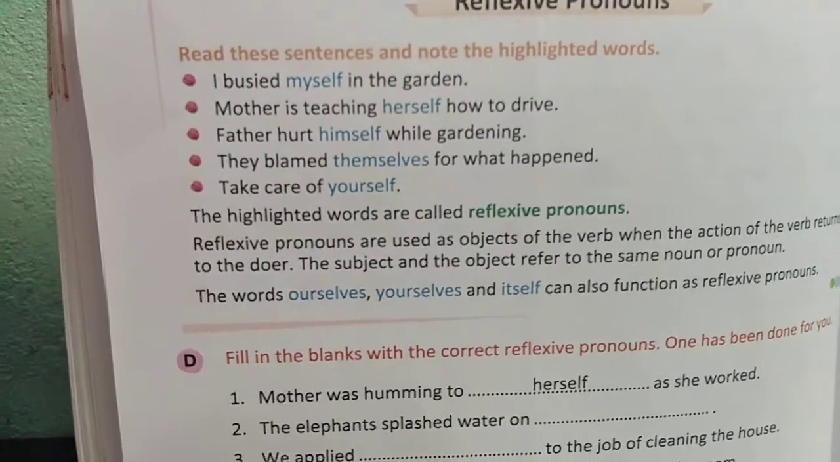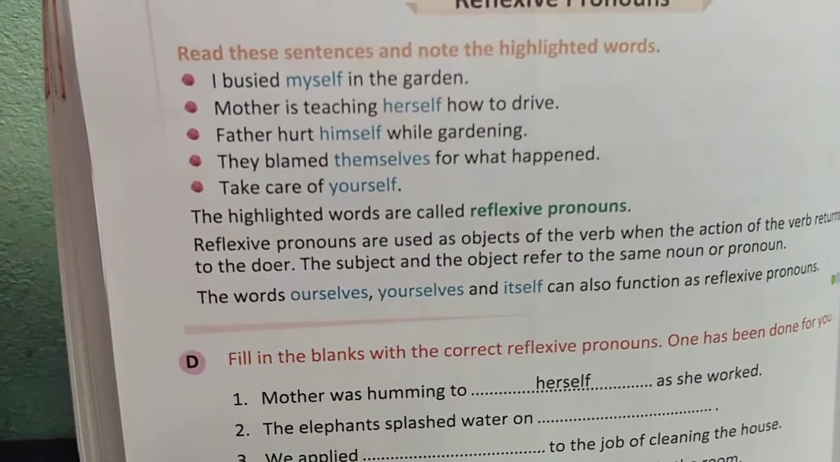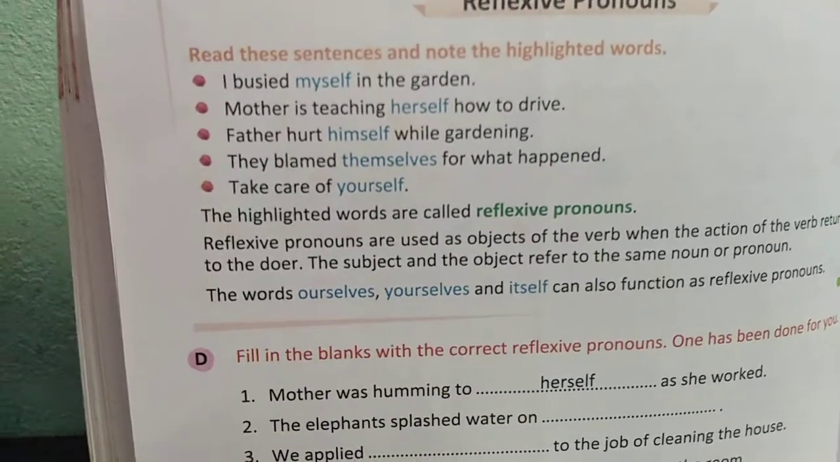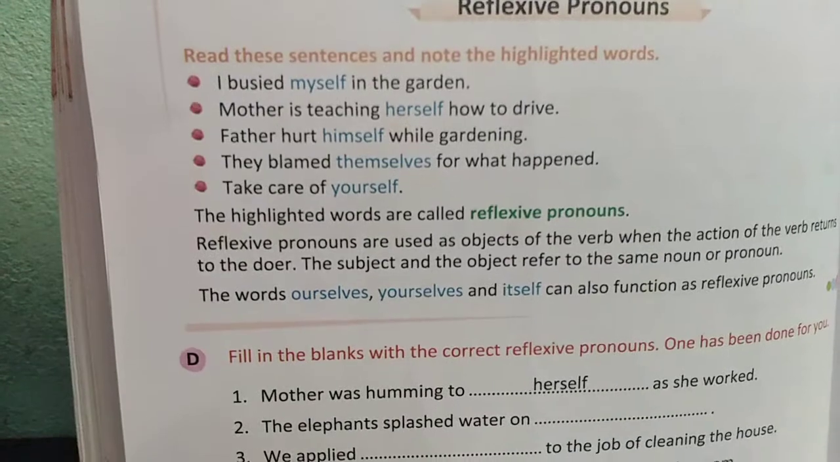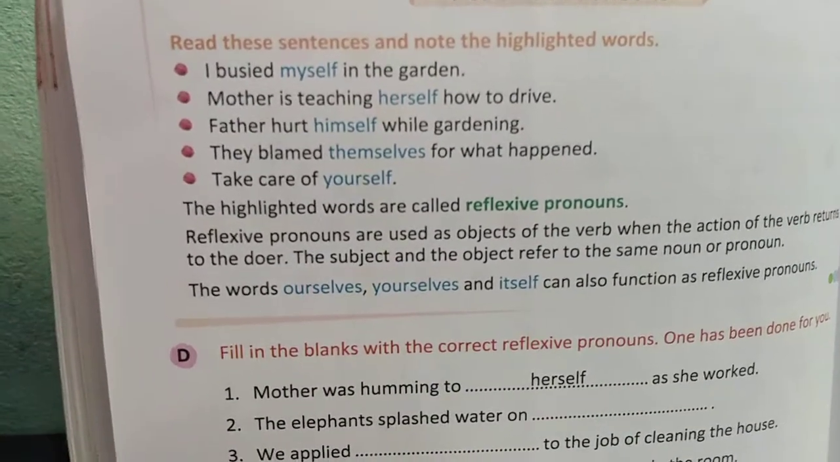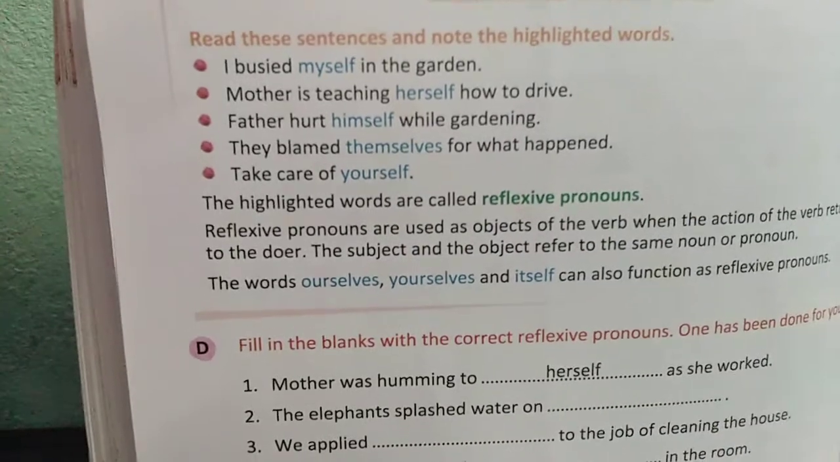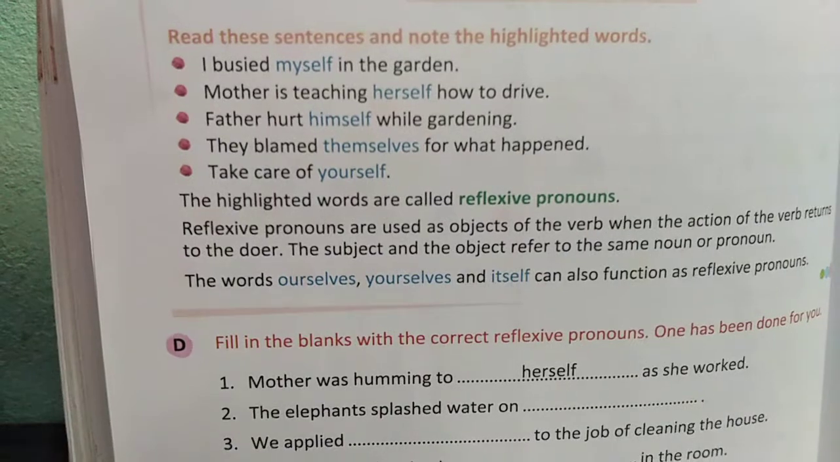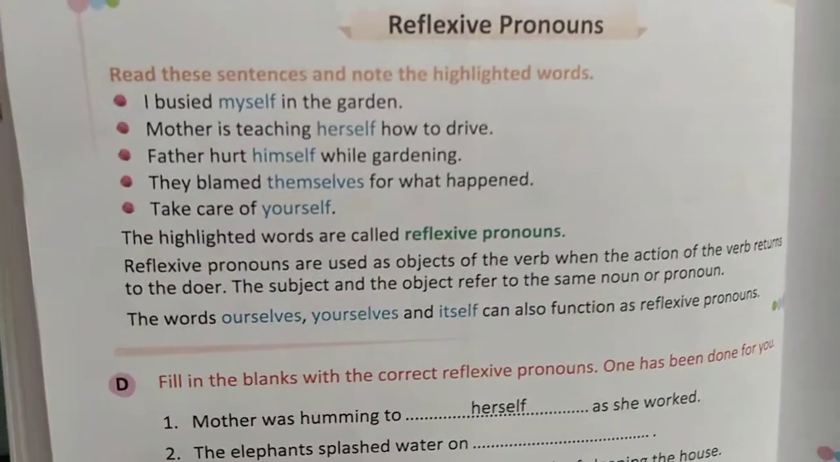These words are called reflexive pronouns. Here, the subject and the object are both the same. The action is done by the subject, meaning the doer, and it is also received by the doer of the action. Here both subject and object are the same.